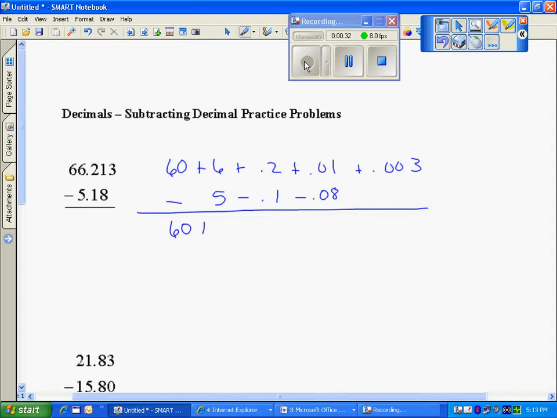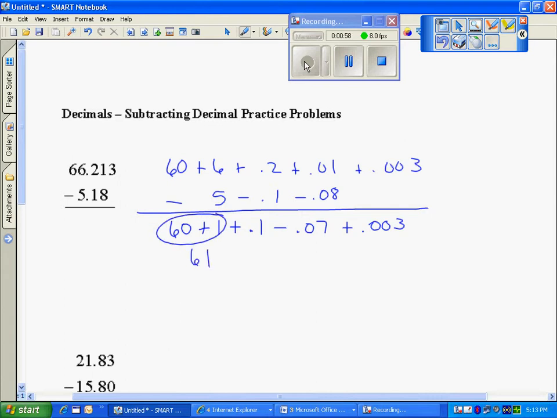6 minus 5 is 1. I have a whole 1. It's positive. 2/10 take away 1/10 is 1/10. 1/100th take away 8/100ths leaves me in the hole 7/100ths. And 3/1000ths take away nothing is still 3/1000ths. We're going to do this in a couple pieces here. 60 plus 1 I know is 61.